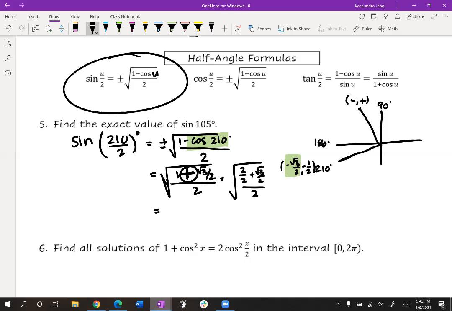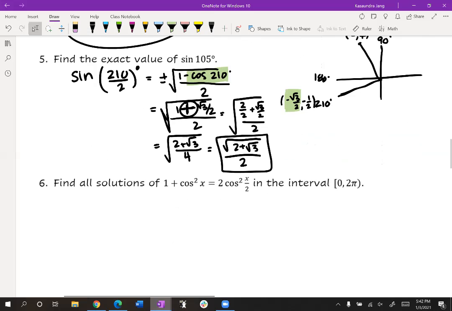Very messy, but I'm going to end up getting 2 plus root 3. And then if I have half of a half, that ends up with a fourth. This is all over 4. I don't know the square root of that numerator. That is incredibly messy, but for the denominator, I know the square root of 4 is 2. So here is my final answer.